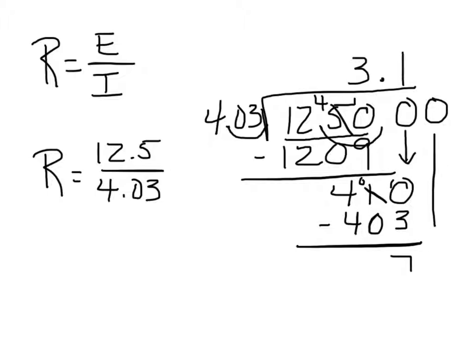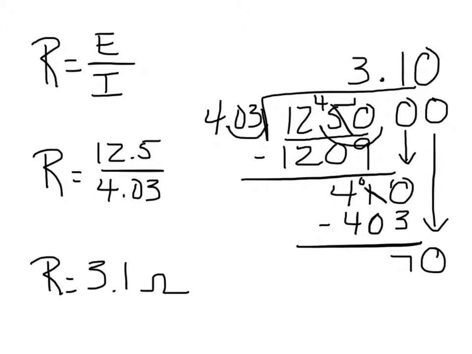And bring down the next digit. 403 cannot fit into 70, so I'm going to put a 0 here. And for our examples today and for the test following, please round to the tenths place. And I've gone out far enough, so my resistance is going to equal 3.1 ohms.